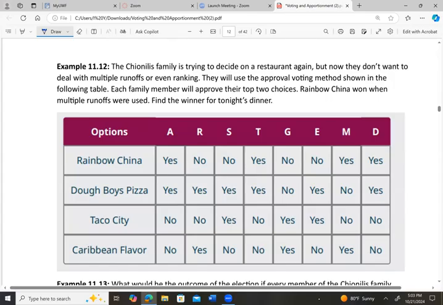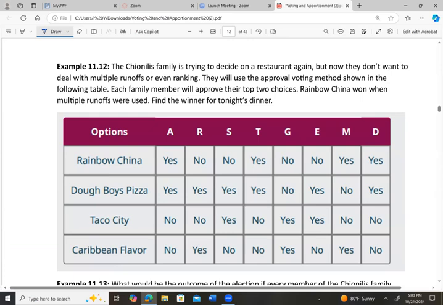So the Chanellis family is trying to decide on a restaurant, but now they don't want to deal with multiple runoffs or even ranking. They will use the approval voting method shown in the following table. Each family member will approve their top two choices. Rainbow China won when multiple runoffs were used. Find the winner for tonight's dinner.